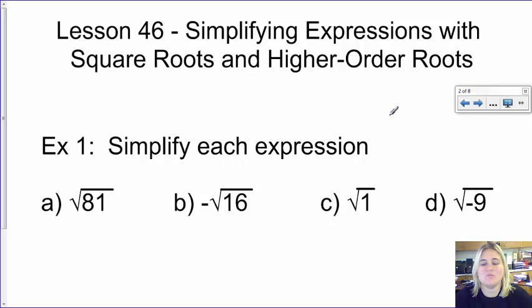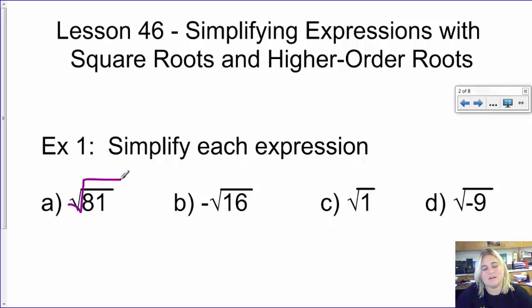Lesson 46, simplifying expressions with square roots and higher order roots. Example 1 says to simplify each expression. You should know the symbol that we show here as the square root symbol. Okay, you should know that.